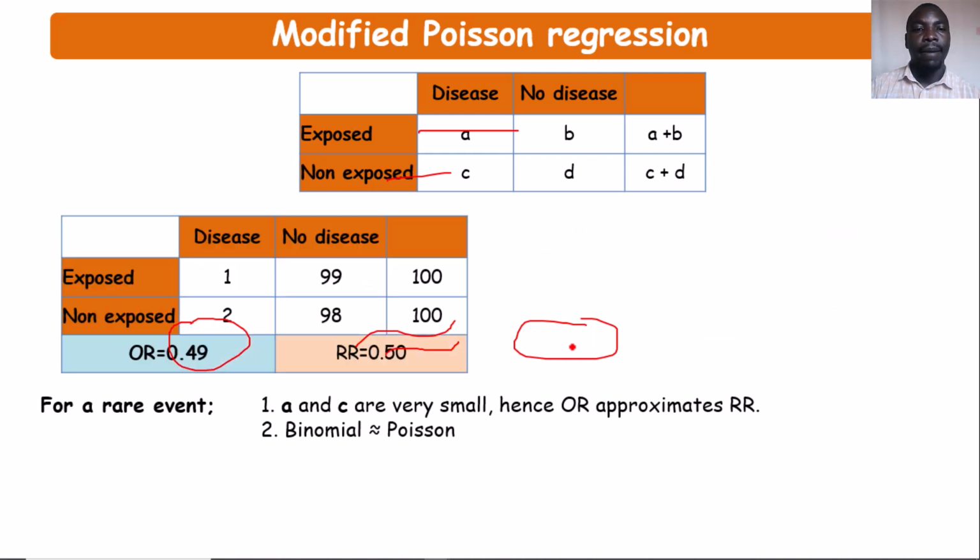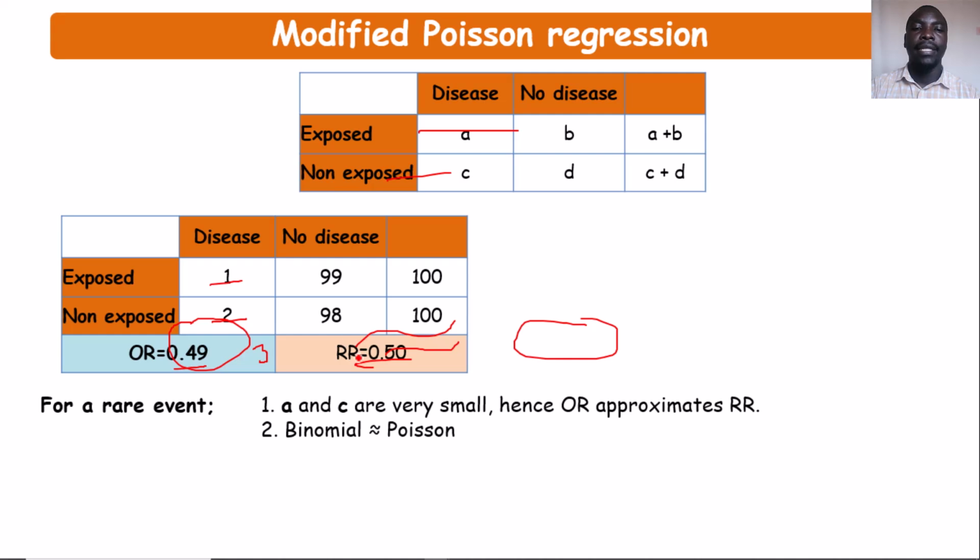Look at an example where you have 200 participants, and among the exposed there was only one, and among the non-exposed only 2 people got the disease. So in total you have 3 out of 200. If you calculate odds ratios here, you would get 0.49. If you calculate here, you will get 0.5. Very close values.